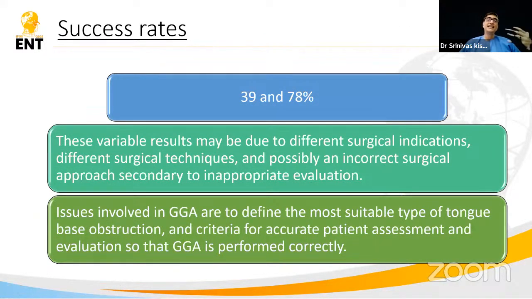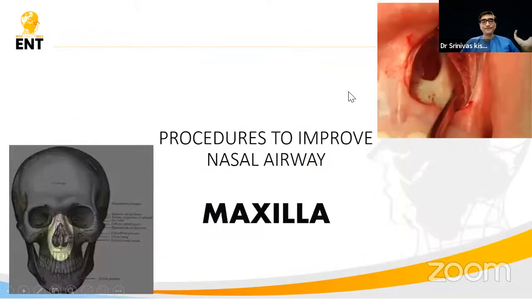Now, the success rate is anywhere between 39 to 78%. Why is that? Because when you talk about the success rate of advancement genioplasty or slide genioplasty, this is not done as an isolated procedure. You are actually piggybacking on the success rate of the palatal procedure as well. So even though you must have done an amazing advancement genioplasty, if the palatal procedure is not done that great, your success rate may not be that great. So that's why your success rate is going to be anywhere between 40 to 80%.